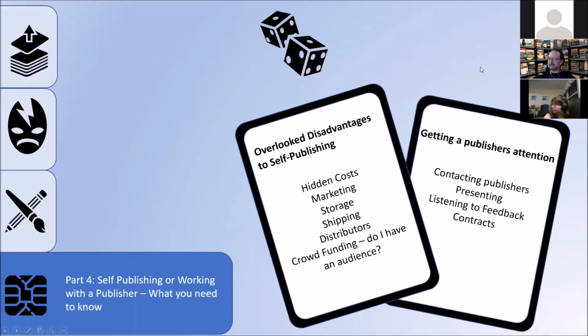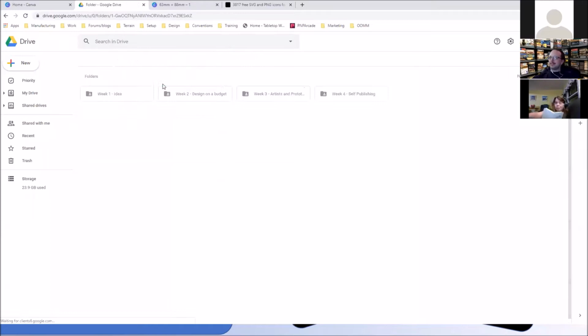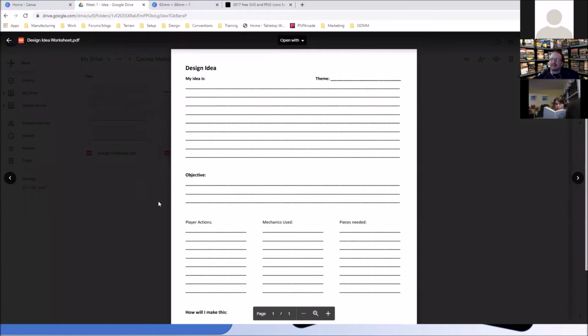So before we go any further, last week we had a homework assignment. That homework assignment was, I'm just bringing up the paper here. The homework design challenge. Oh, sorry, that's completely the wrong sheet. Let me go into the right sheet then. The design idea worksheet. That's the correct one.